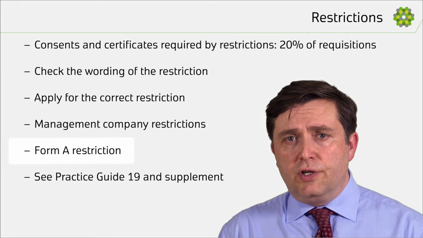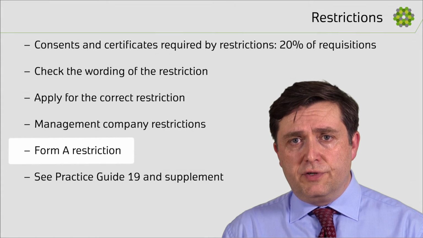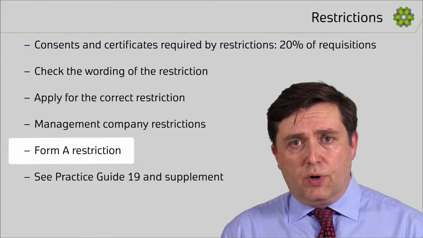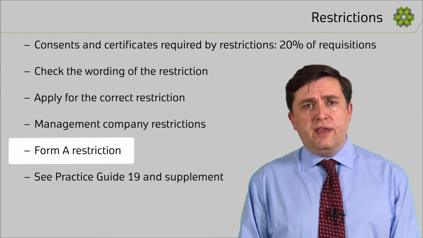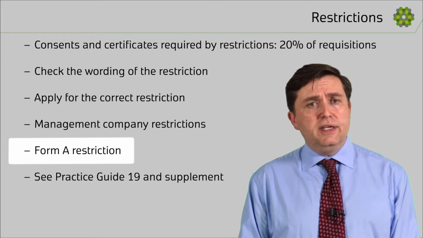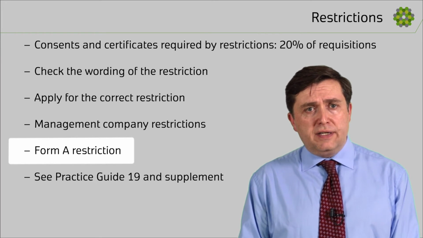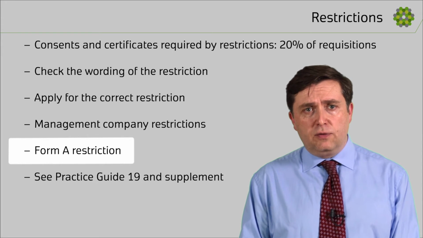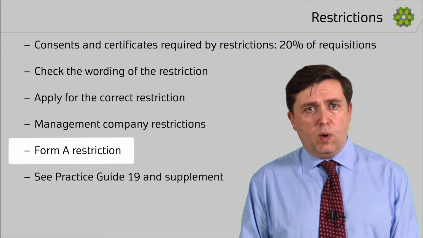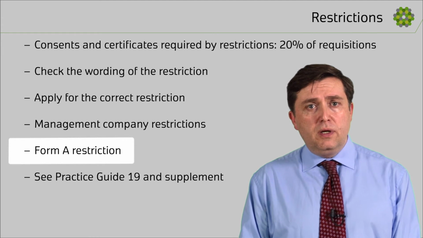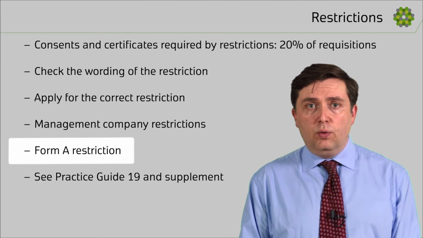The Form A restriction, commonly known as the joint proprietors restriction, gives rise to different problems. Firstly, we receive applications where there is no evidence about how joint tenants will hold the land. This is an avoidable requisition, as the dispositionary forms include a panel for you to complete. For example, panel 10 of Form TR1, Transfer of Whole. You can also use Form JO.